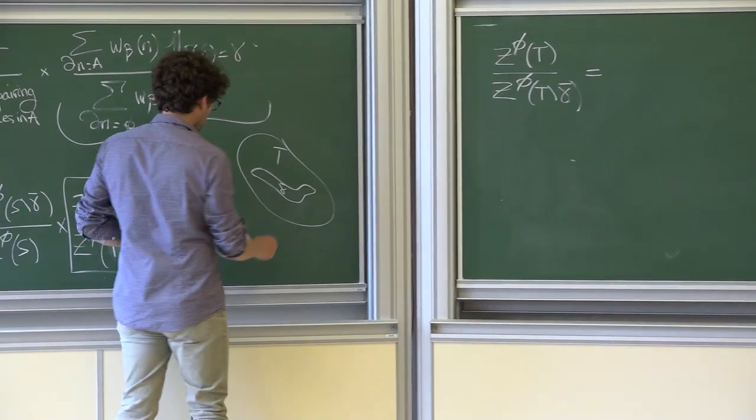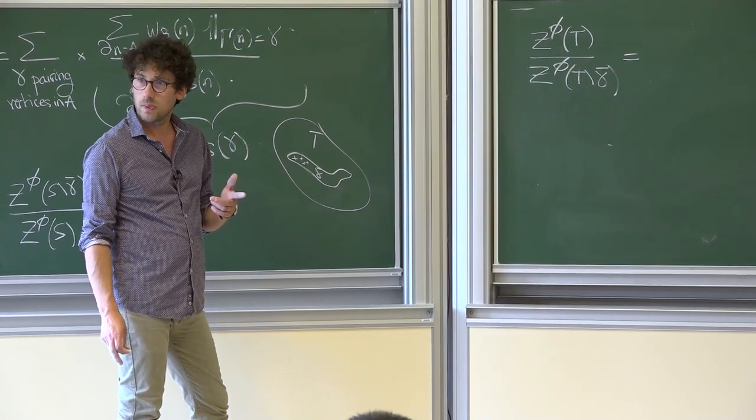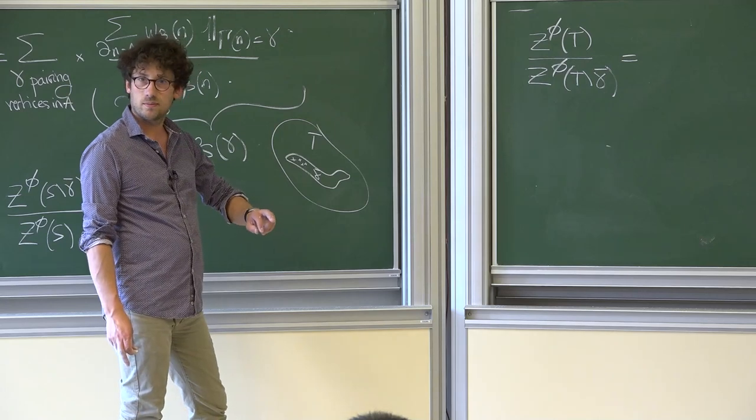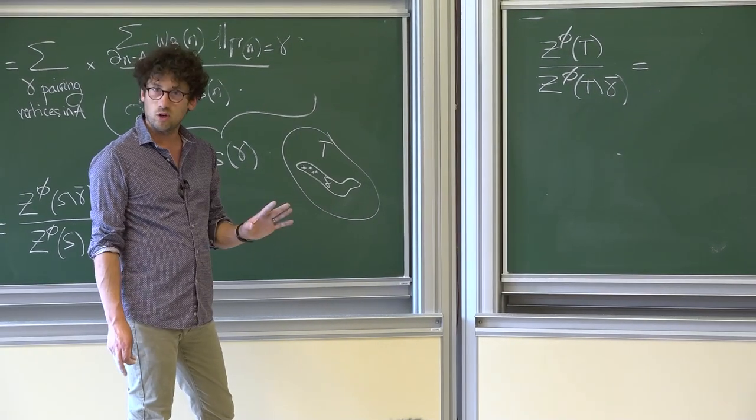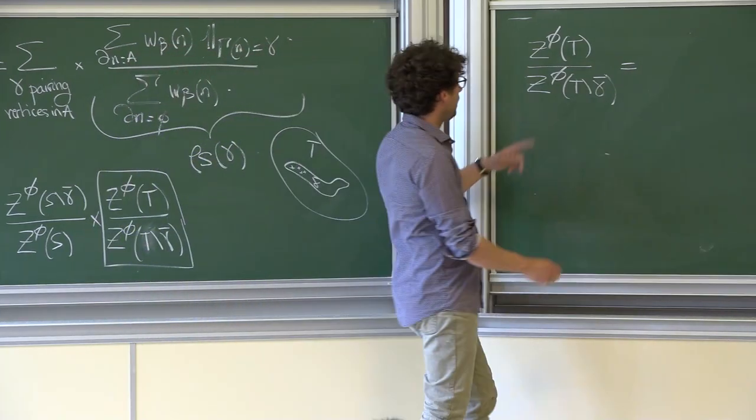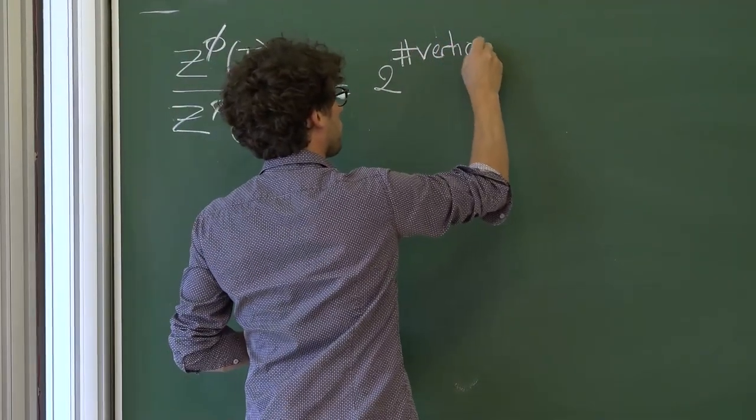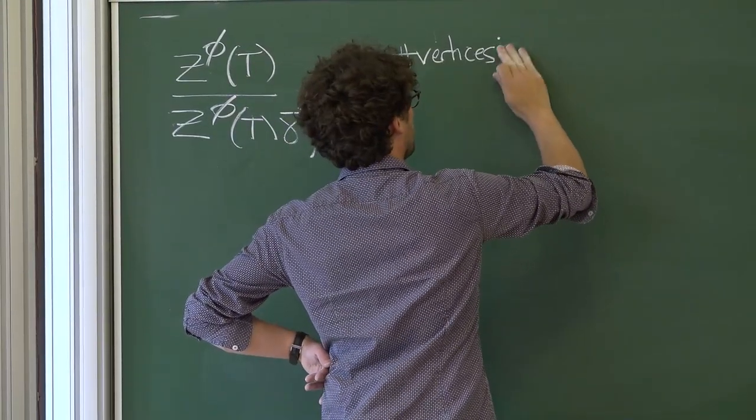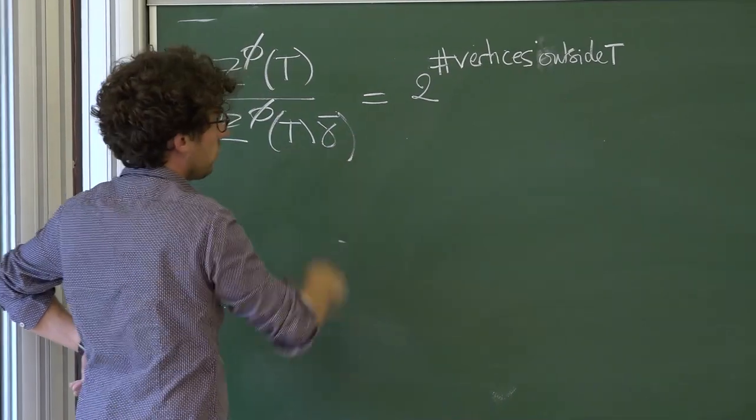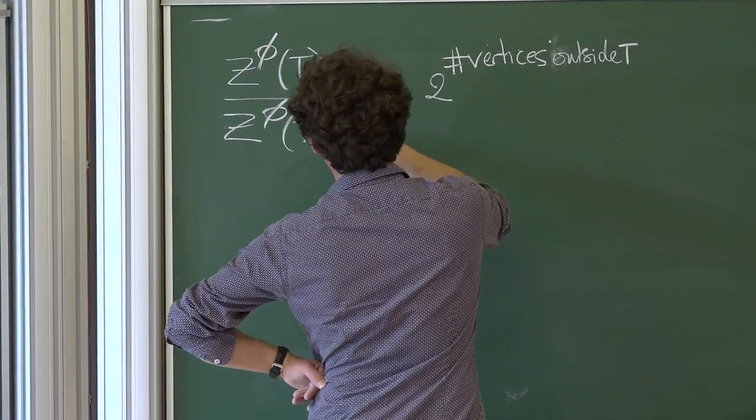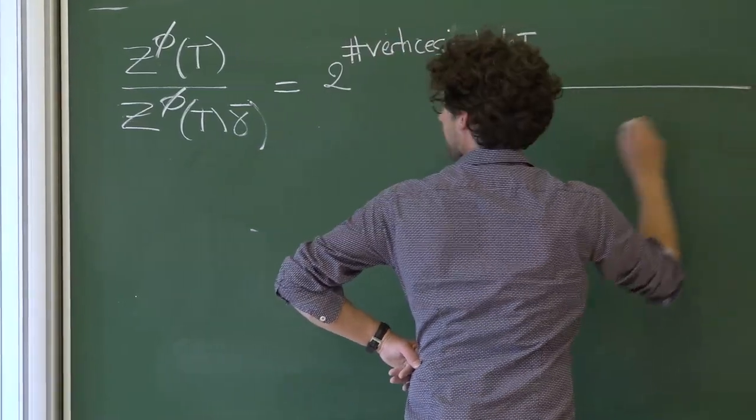When I remove a set here, it's like I'm setting the edges to zero coupling constant, and I'm forgetting that they are isolated vertices. But if I reput these isolated vertices, I end up with just the partition function of the Ising model with zero coupling constant on the edges of gamma bar. So here, if I just multiply by 2 to the number of vertices in gamma bar, I mean endpoints of edges in gamma bar which are not in T, I end up with, I'm going to write it like that.